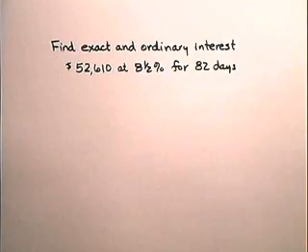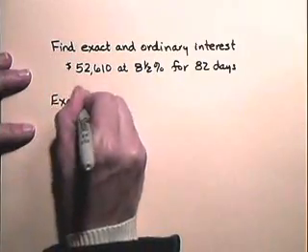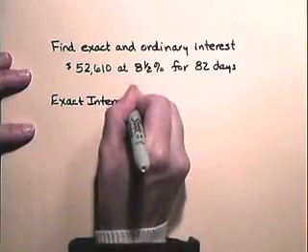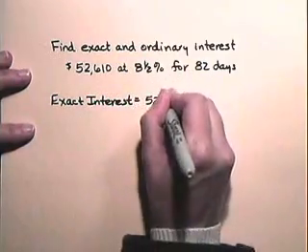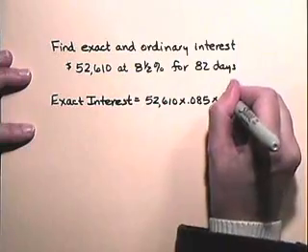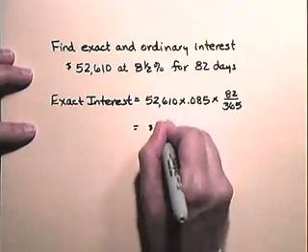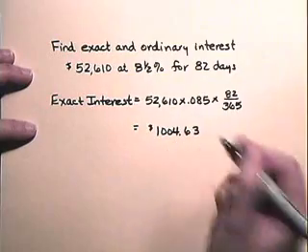Now we're going to define exact and ordinary interest, and we're going to do a problem using exact and ordinary interest. Exact interest uses 365 days in the year, whereas ordinary interest uses 360 day years. Ordinary interest produces more interest, as we shall see. The exact interest here is principal times the rate times the time, and for exact interest, we use a 365 day year. So exact interest here is $1,004.63.